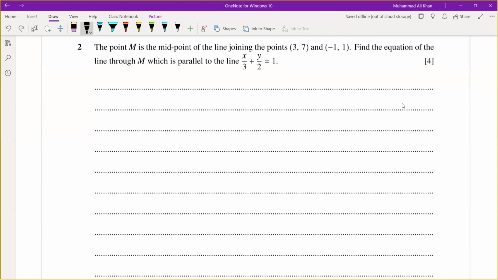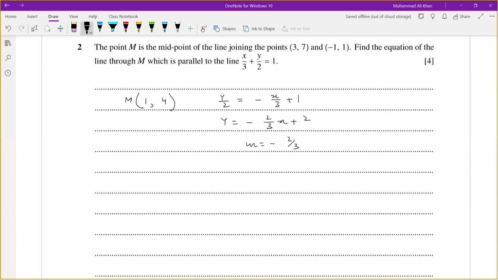First, I am calculating the midpoint. And how can we calculate the midpoint? The midpoint is 3 minus 1 divided by 2, it is 1. And 7 plus 1 divided by 2, 8 divided by 2, it is 4. Now, by using the equation of the line, y upon 2 equals minus x over 3 plus 1. So y equals minus 2 over 3 x plus 2. Calculate the gradient. The gradient is minus 2 over 3.